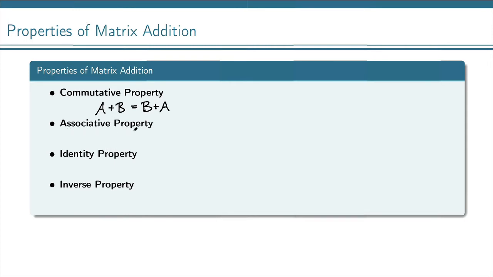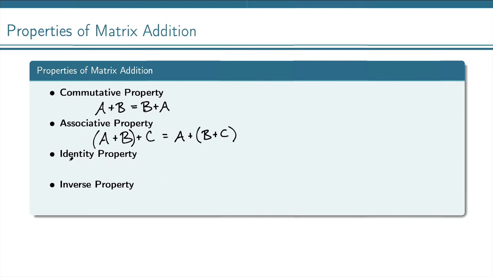The associative property, similar to the associative property for real numbers, is that if I'm adding several matrices, and I'll just do it with 3 here, if I group those first 2, I'd get the same thing as if I were to group those last 2. So it doesn't matter how we group sums of matrices.